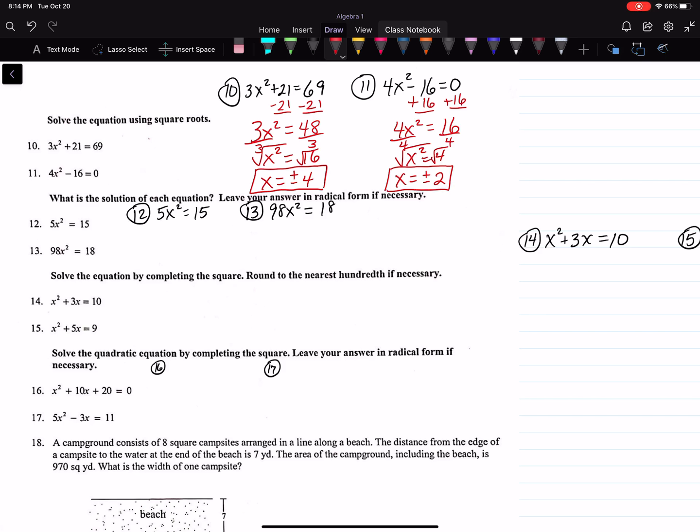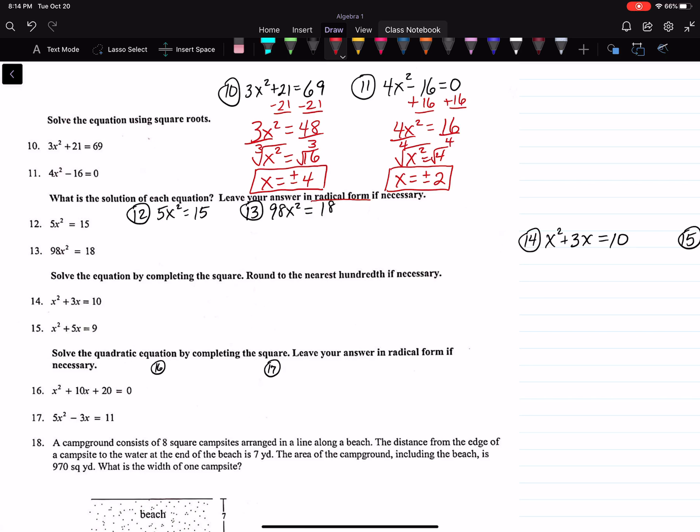Boom. That takes care of 10 and 11. Okay. 12 and 13 says, what is the solution of each equation? Says, leave your answer in radical form. You need to watch this on the test, okay? What form are they asking for? They may not ask for a form, but if they do ask for a form, you need to make sure you leave it in whatever form they're asking, okay?